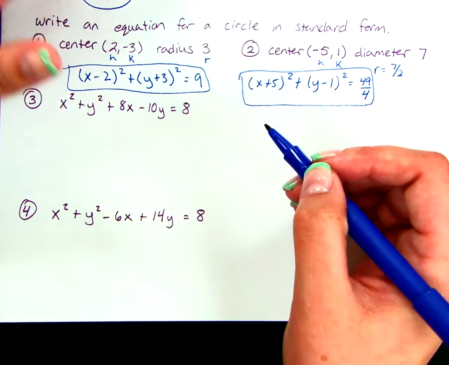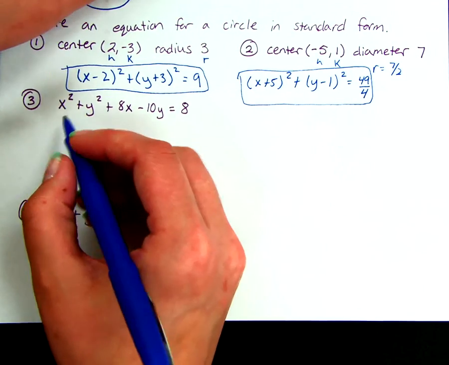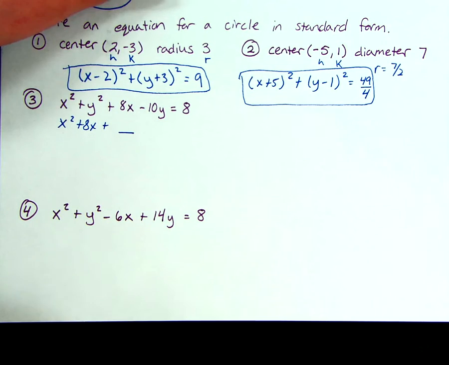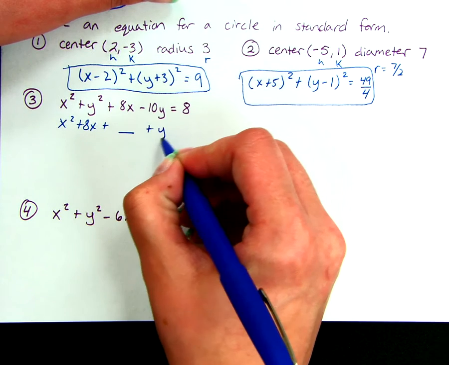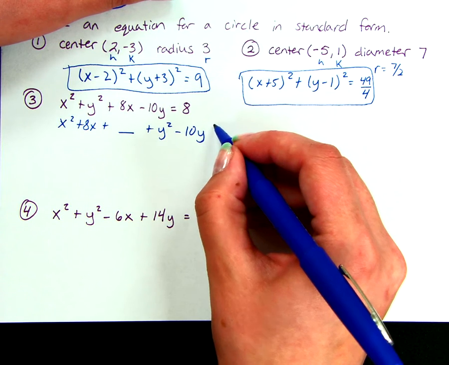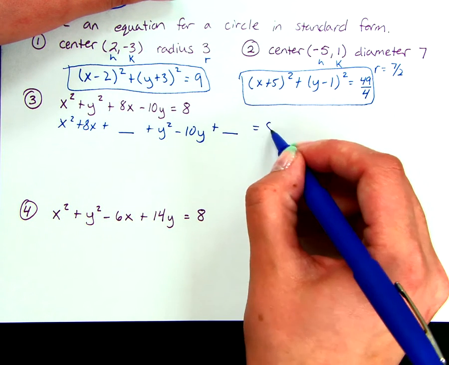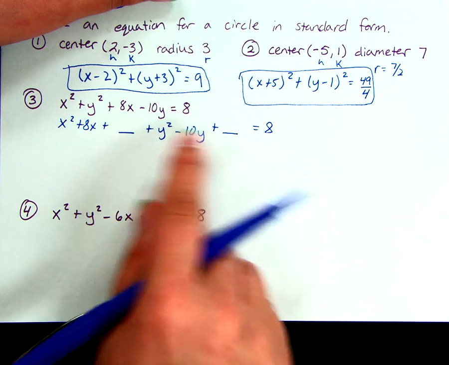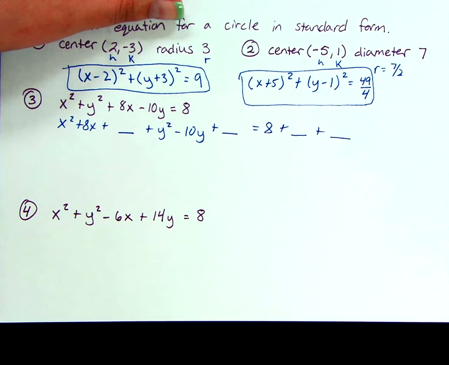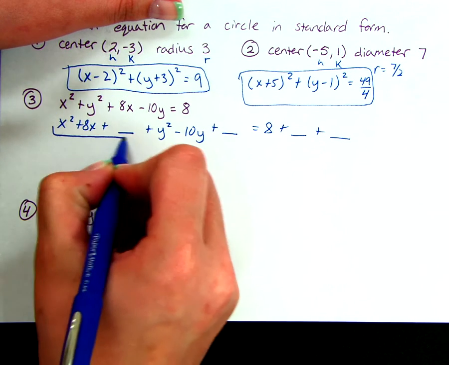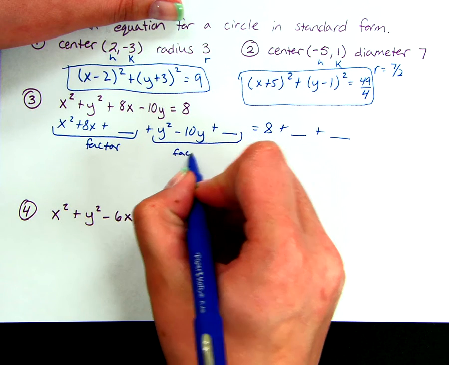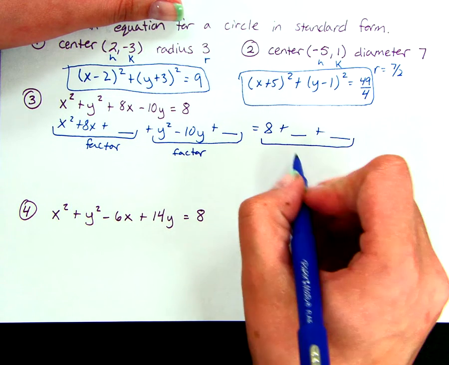So we will have x squared plus 8x, and then I'm going to leave room to complete the square. And then plus y squared minus 10y. I'm going to complete the square in this second group too, so I'm going to leave some more room. And then equals 8. If we add numbers to the left side, I have to add those same numbers to the right side. So again, we are factoring the first three, and we are factoring the last three by completing the square. And then on the right side, we are combining.